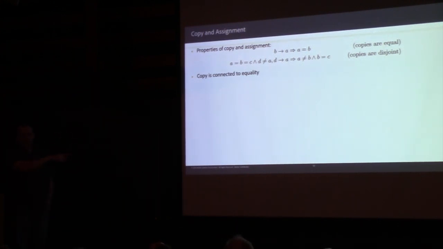Copies also have to be disjoint. If I start out with A, B, and C being equal, and D does not equal A, and I put D into A, then A cannot equal B, and B still has to equal C. So that's how I describe things as being disjoint. Logically, copying my object shouldn't change something else in the system. If it did, it wouldn't be a single thing; it would be part of some larger thing.